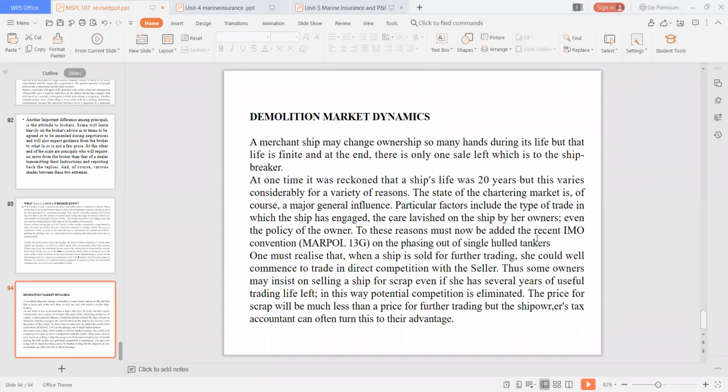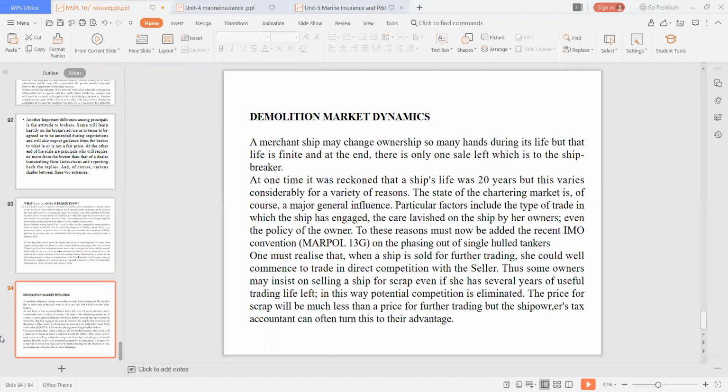To these reasons must be added the recent IMO convention phasing out single-hulled tankers. One must realize that when a ship is sold for further trading, it could well commence to trade in direct competition with the seller. Some owners may insist on selling a ship for scrap, even if it has several years of useful trading life left. This is why potential competition is eliminated. The price for scrap will be much less than the price for trading, but shippers' tax accountants can often turn this to their advantage.